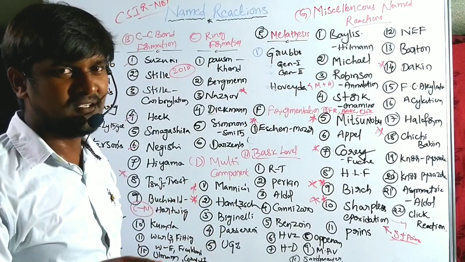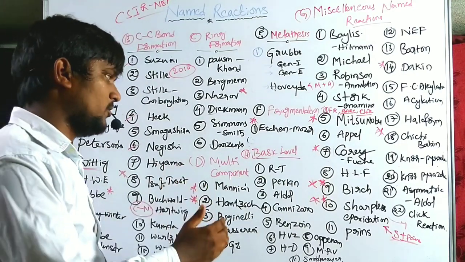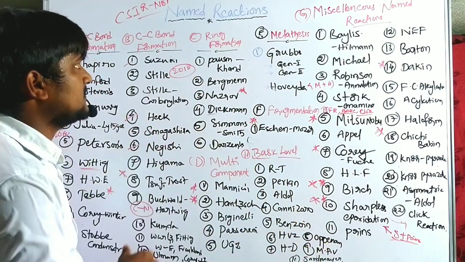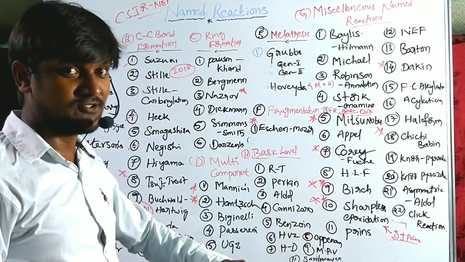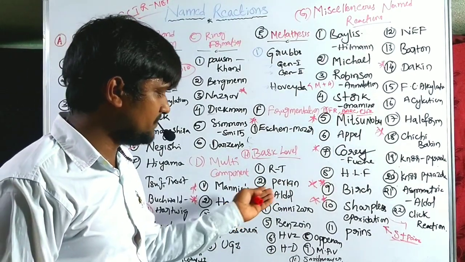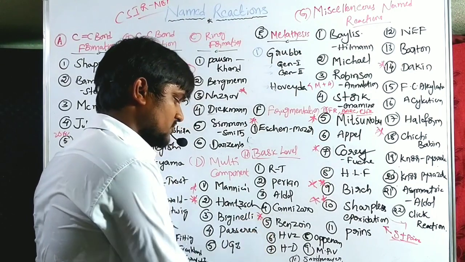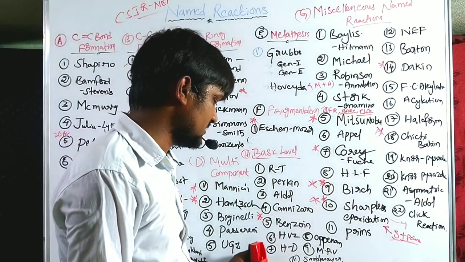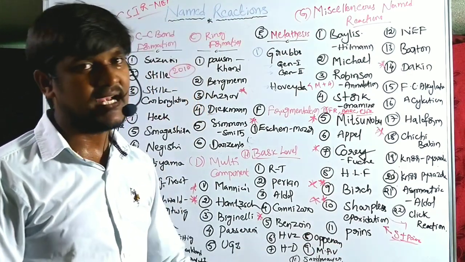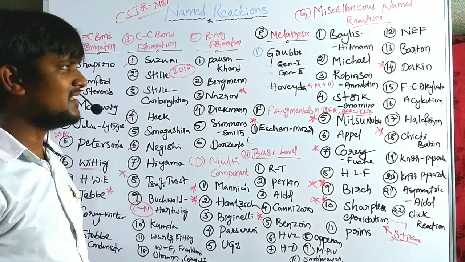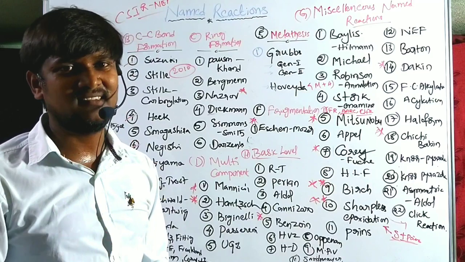The final category is basic level reactions, for which I made another playlist. If it is possible, I'll upload those basic level reactions as well as CSIR-NET named reactions. Now the first one is Reimer-Tiemann reaction, which helps CSIR students also. That's why I mentioned Reimer-Tiemann reaction, Perkin reaction, Aldol reaction, Cannizzaro reaction, Benzoin reaction. Recently the Benzoin reaction was given. Okay, HVZ reaction, Haller-Bauer reaction, Hans-Dieker reaction, the eighth one is Oppenauer reaction, MPV reduction, Sandmeyer reactions. Okay guys, these are the 70 named reactions which are very helpful to crack the CSIR-NET exam.